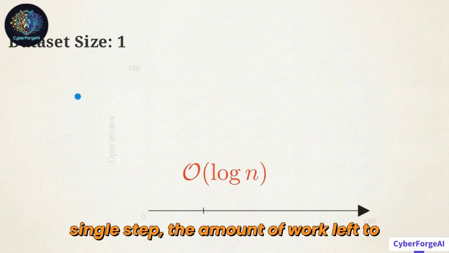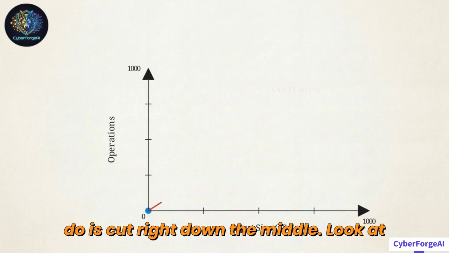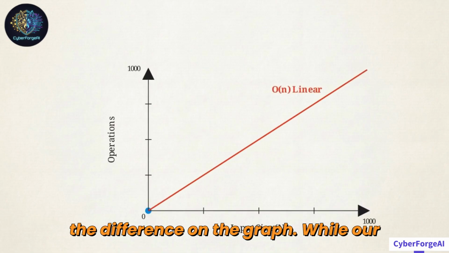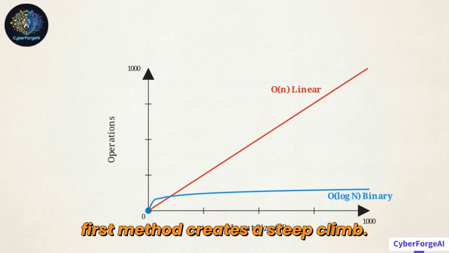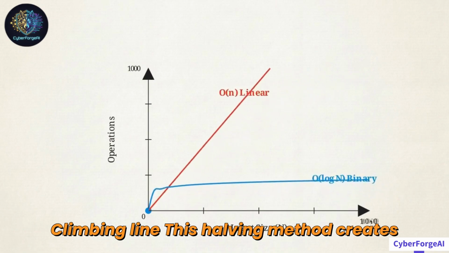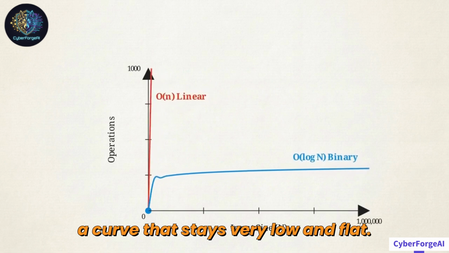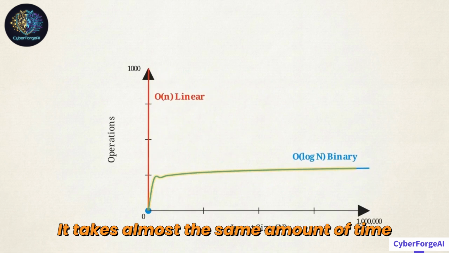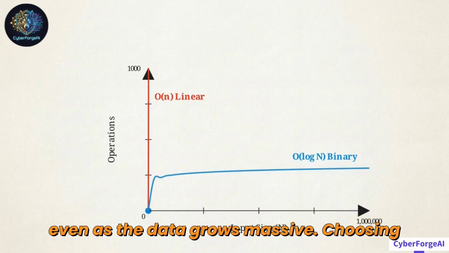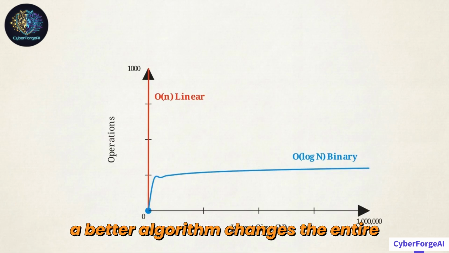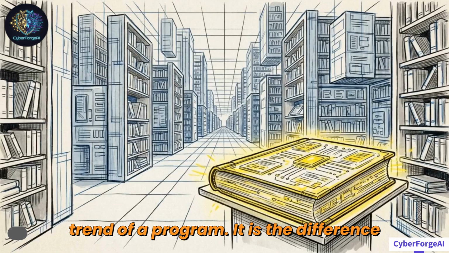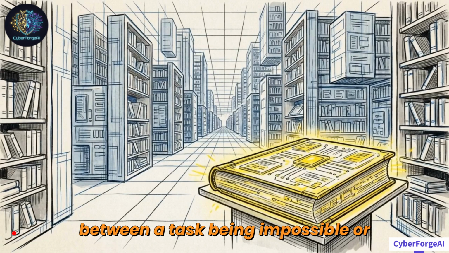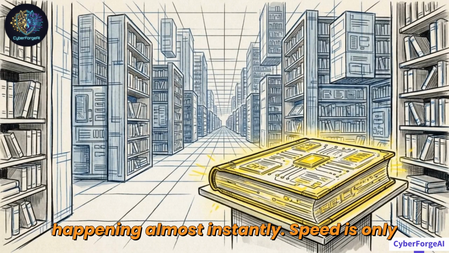With every single step, the amount of work left to do is cut right down the middle. Look at the difference on the graph. While our first method creates a steep climbing line, this halving method creates a curve that stays very low and flat. It takes almost the same amount of time even as the data grows massive. Choosing a better algorithm changes the entire trend of a program. It is the difference between a task being impossible or happening almost instantly.